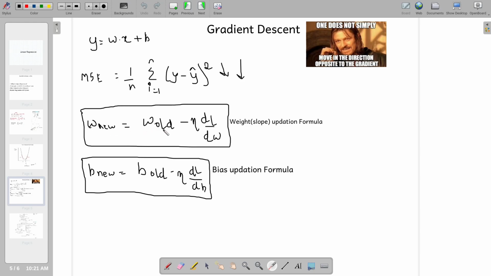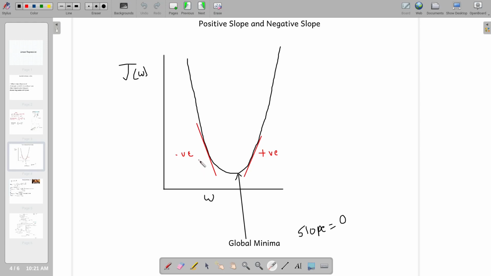W old is my old slope, eta is my learning rate, or we can also call it step size, and dL by dW is my derivative of loss with respect to slope. This equation is called the gradient descent equation. If our derivative of loss with respect to slope is negative, overall this term becomes positive, and overall W new increases. Similarly, if the derivative is negative, that means our weight increases, and if it is positive, that means the weight decreases.